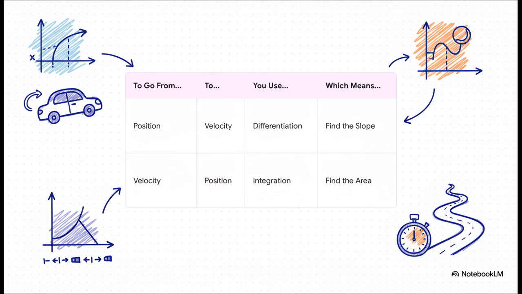So this is our complete toolkit. They're just two sides of the same coin. To go from position to velocity, you differentiate, you find the slope. To go from velocity back to position, you integrate, you find the area. It's this elegant, perfect symmetry.